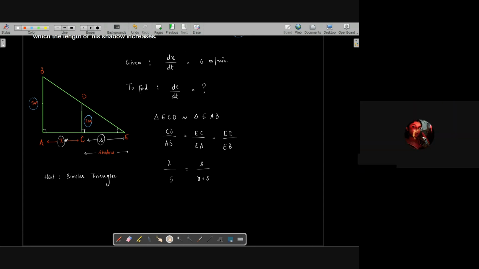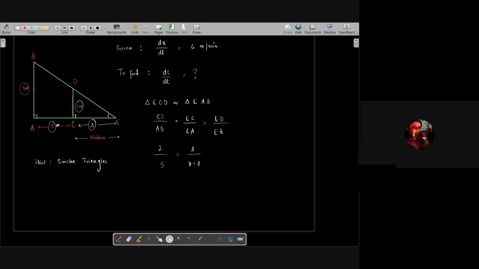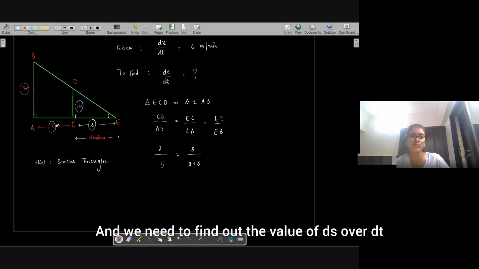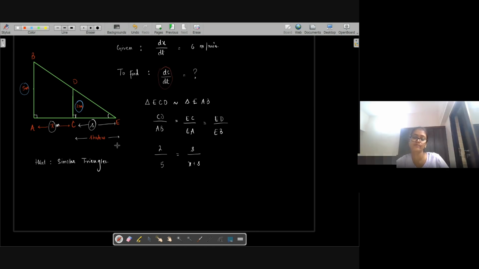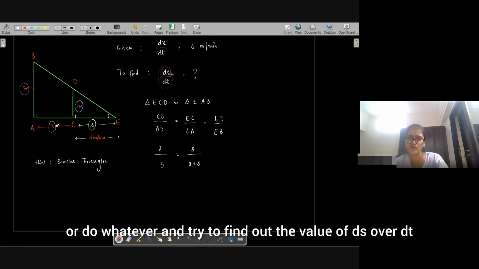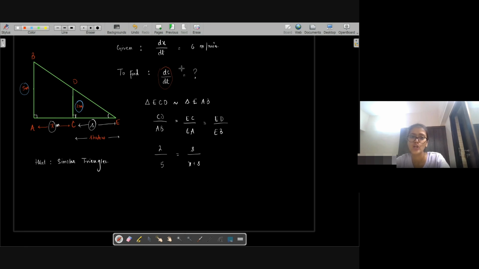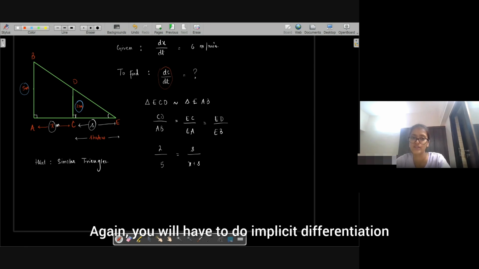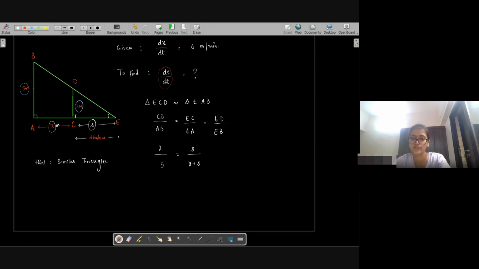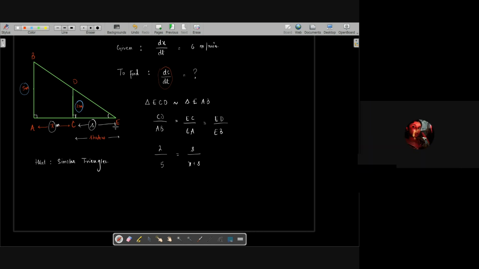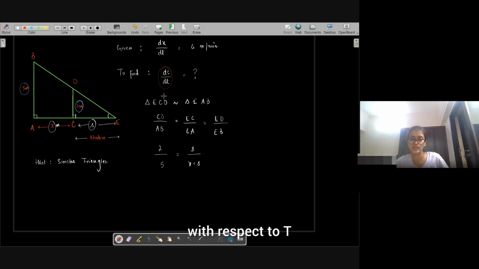S over x plus s equals 2 over 5. And we need to find out the value of ds over dt. Now try to differentiate it and find the value of ds over dt. Again, you will have to do implicit differentiation, how we did in the previous question. So in terms of t, right? Yes, with respect to t.